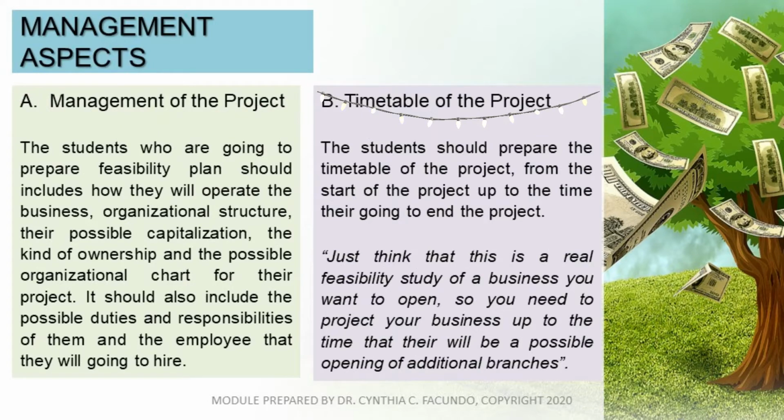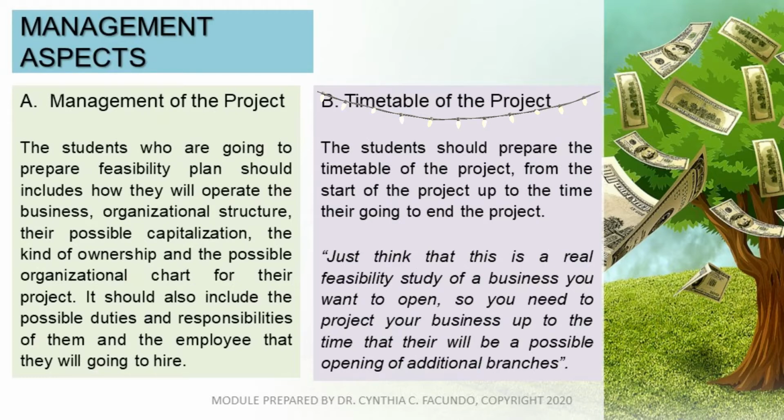Under the management aspect, we first include the management of the project. The students who are going to prepare the feasibility plan should include how they will operate the business, the organizational structure, their possible capitalization, the kind of ownership, and the possible organization chart for their project. It should also include the possible duties and responsibilities of them and the employees that they are going to hire.